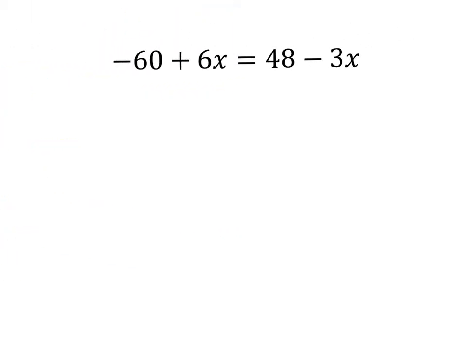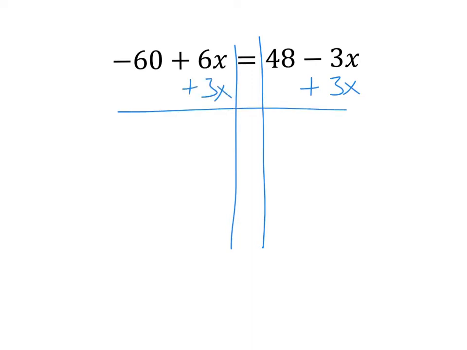All right, one final example here. Here we have a negative 3x on our right-hand side. So to get rid of that, we're going to add 3x to both sides. Those cancel out. We're left with 48 on the right-hand side is equal to negative 60 plus 6x plus 3x. We combine those like terms. That gives us a 9x.